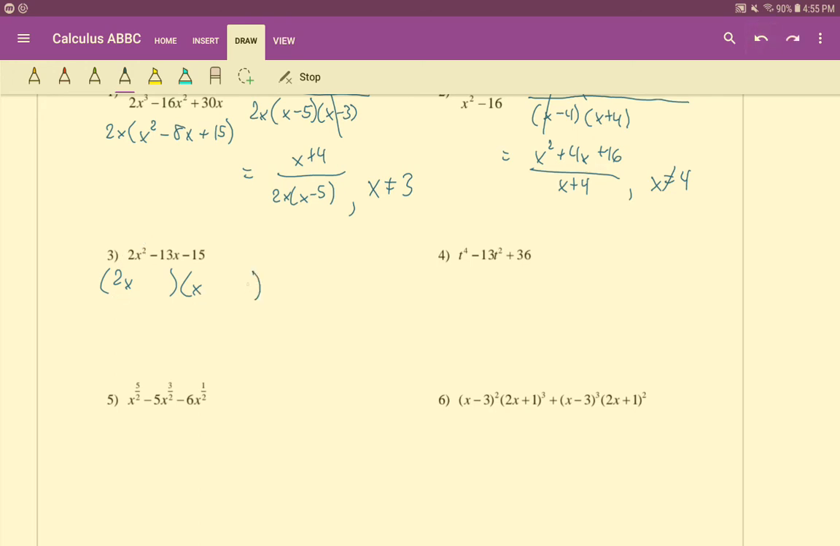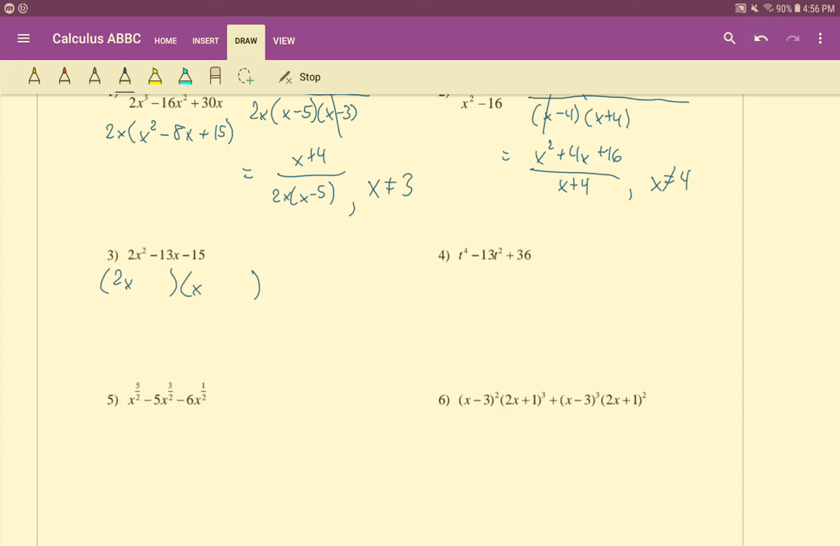And then it's just a matter of figuring out what two numbers multiply to make negative 15. So we can say, I don't know, negative 5 and positive 3 here. But then we also need to add to make negative 13. But be careful, this negative 5 will multiply with x, but this 3 will multiply with a 2. So is that right? Well, negative 5 plus 6 is not going to make negative 13. So no, I put those in the wrong spot.